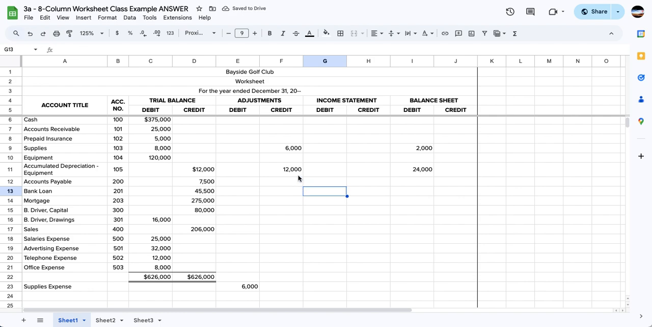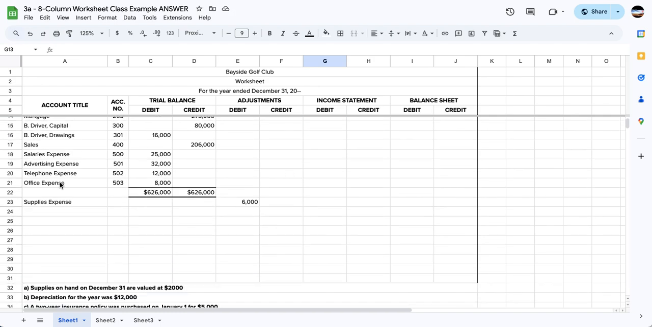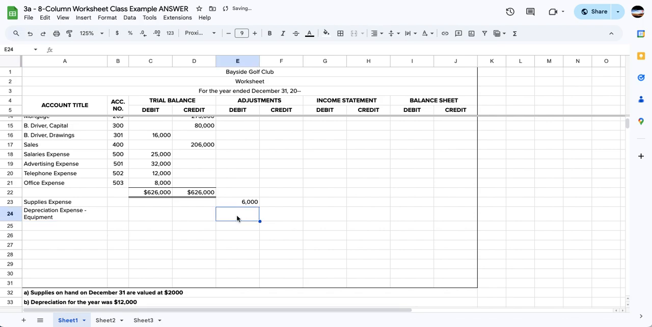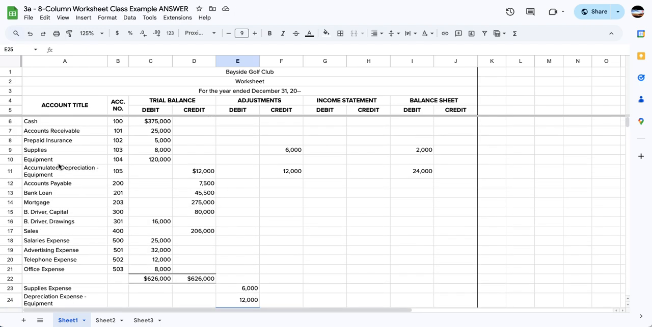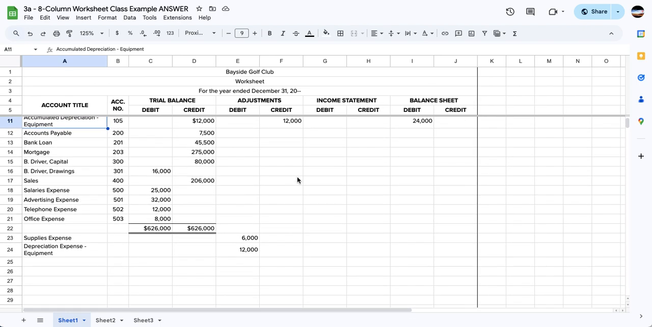Okay, so I also know that I have to do a depreciation expense. I don't see a depreciation expense, so I'm just going to add one. Okay, and it was for $12,000. When I did my adjusting entries, it would be depreciation expense debited, and then accumulated depreciation credited. I'm doing the exact same thing in this adjustment.